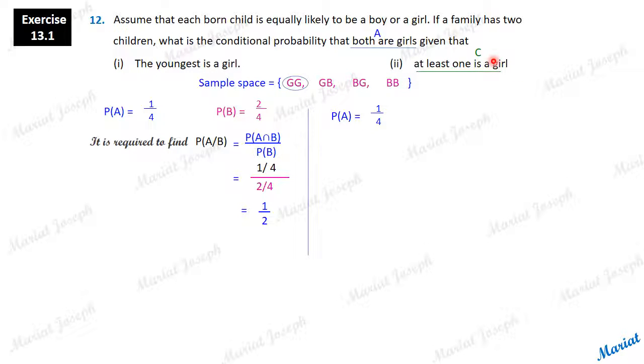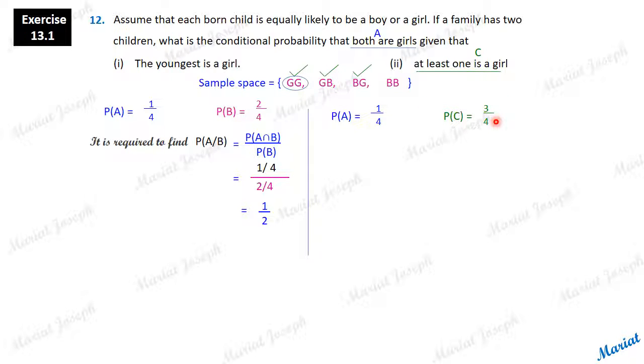So what is the probability of C? Simple probability of C, at least one is a girl. Which are the outcomes satisfying at least one is a girl? Yes, these are the three of them. At least one is a girl in these three cases. So the probability of C would be 3 by 4.